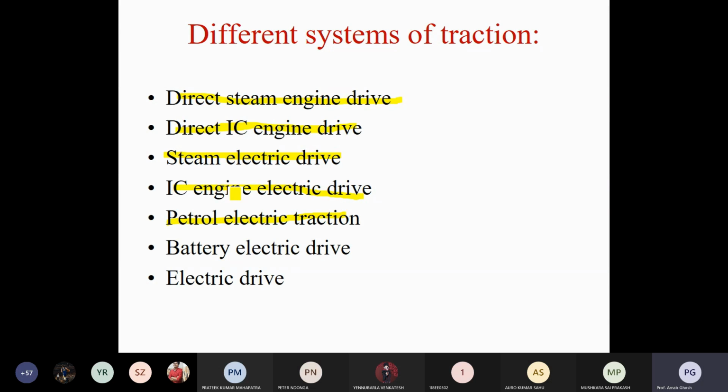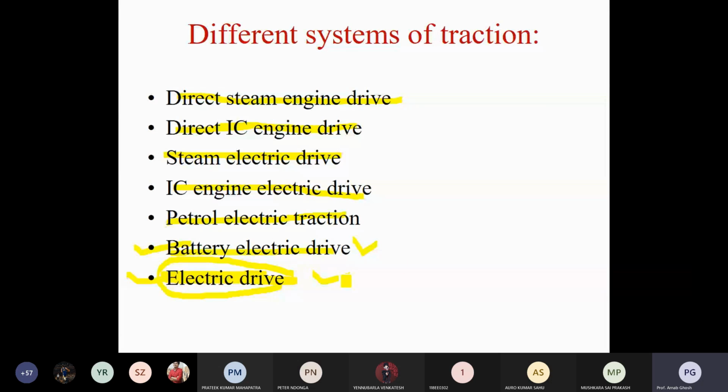Like you know, the electric locomotive and electric multiple unit. Currently we are using these two concepts. These two are the very important and popular concepts: battery electric drive and purely electric drives. So electric drive is the regularly used concept.